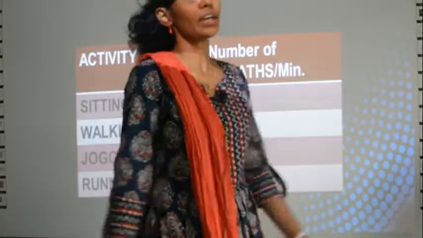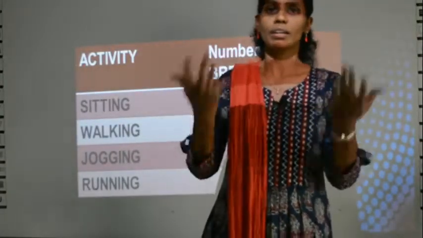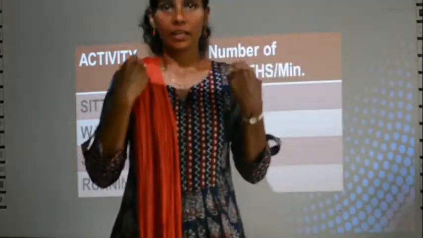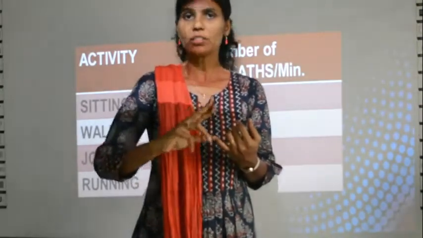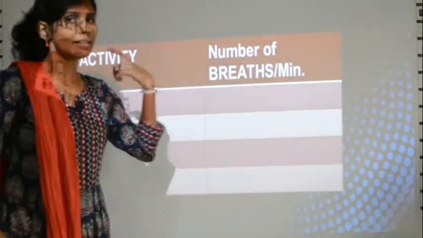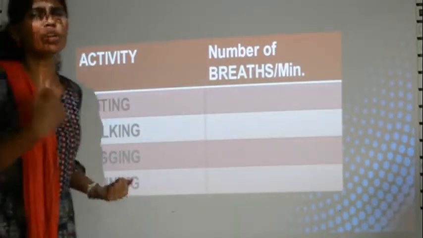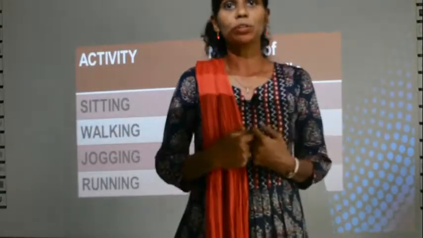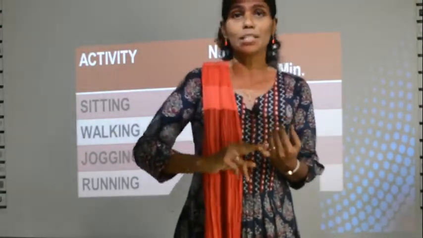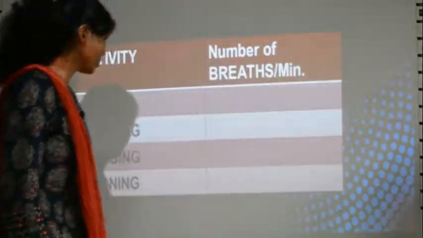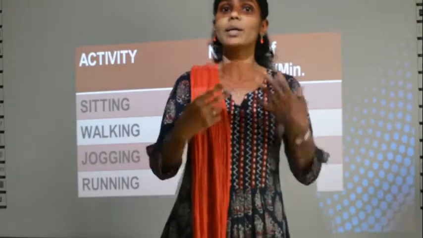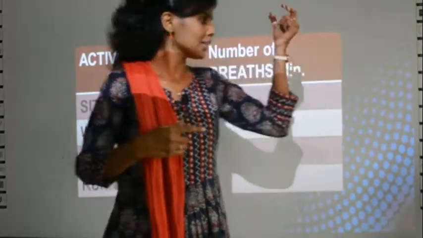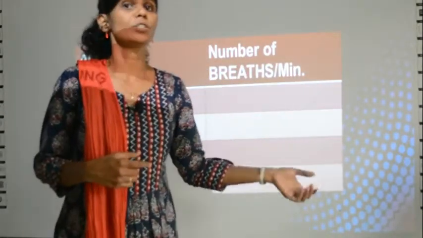Walk very fast, around your garden or in your room, and then come back and start counting your breath, like 1, 2, 3, 4, like that you have to count for 1 minute and write it in the second row. The third activity is, you are going to jog very fast, and then count again the number of breaths for 1 minute, and finally you are going to run around your house, and then count the number of breaths you are taking in 1 minute. Okay, so all these columns will be filled.